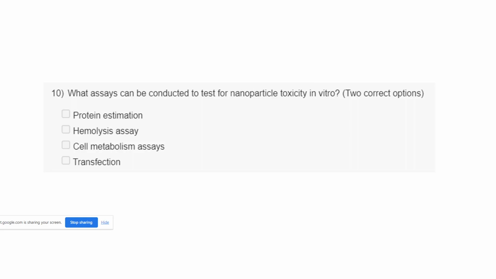This was the last question. What assays can be conducted to test for nanoparticle toxicity in vitro? The correct answer would be hemolysis assay and cell metabolism assays. These two assays you can do in vitro, wherein you can incubate these nanoparticles with RBCs or with normal cells, the cells you are going to target, and then you can test their toxicity based on their activity.